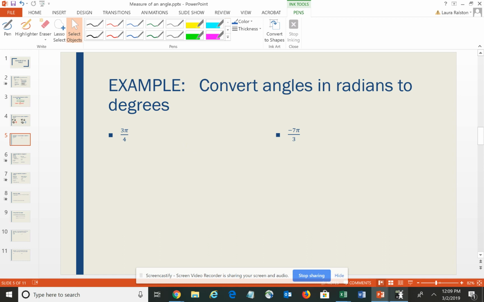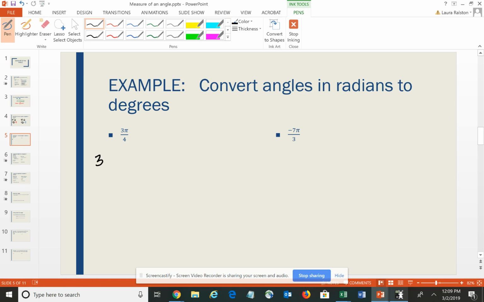Now let's look at some examples of how to go from radians to degrees. Most students are not as familiar with radians, at least initially, and so they like to actually convert back to degrees often to help them figure out the problem. Okay, so let's look at how to set this up. It's the same kind of idea.